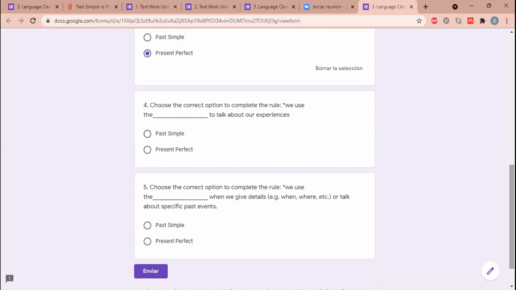What about number 4? Can you help me with this one, Kathy? Number 4. Letter 1, past simple. Past simple, exactly. We use the past simple or present perfect to talk about our experience. I heard that Kathy says past simple. What about George? Do you agree or disagree? Agree, teacher. Okay, past simple.